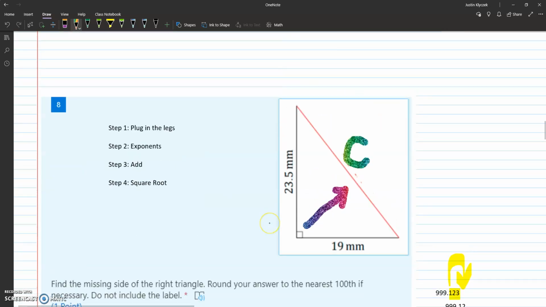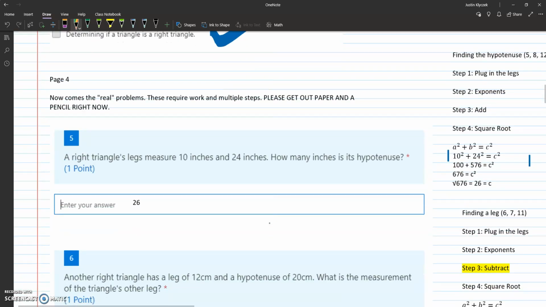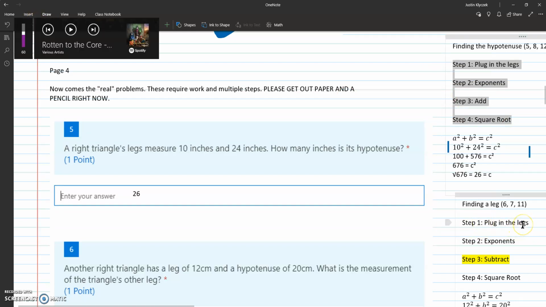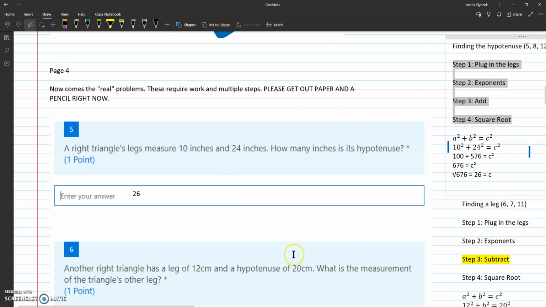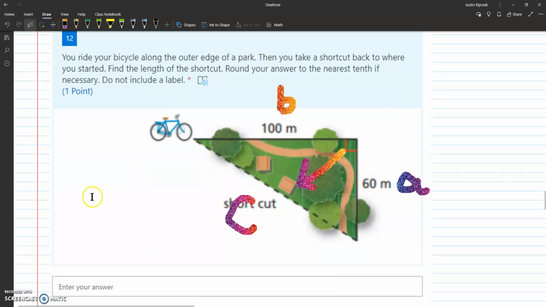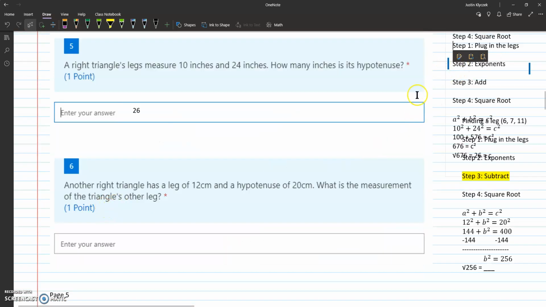I'm going to go back up to number 5, and I'm going to use those steps. I just realized I made a mistake. When I copied and pasted earlier, I didn't change right here where it said plug in the legs, and that's frustrating. That's okay. All right, so here are the steps.